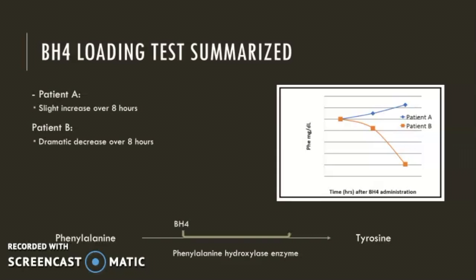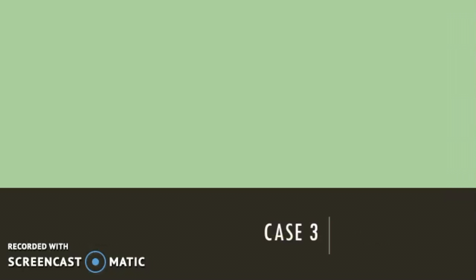So it's possible that patient B could have had a BH4 deficiency, as these symptoms mirror or present similarly to a deficiency in the phenylalanine metabolism. So the second case I chose was case number 3.